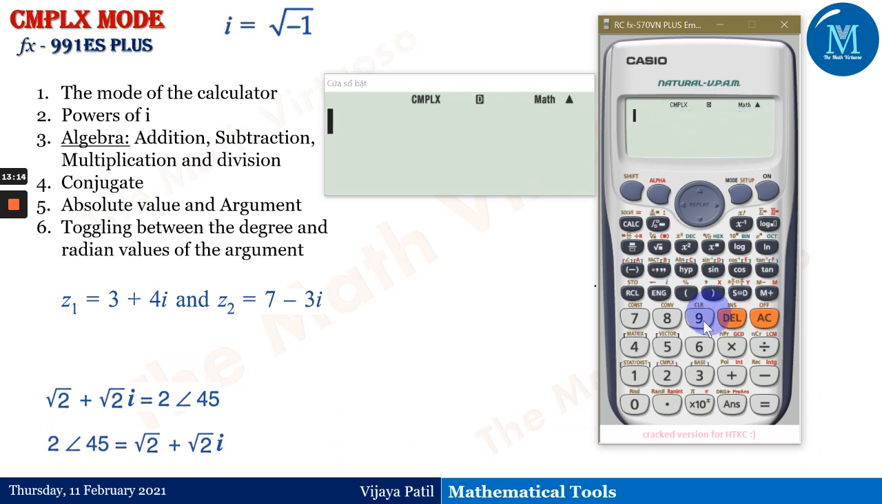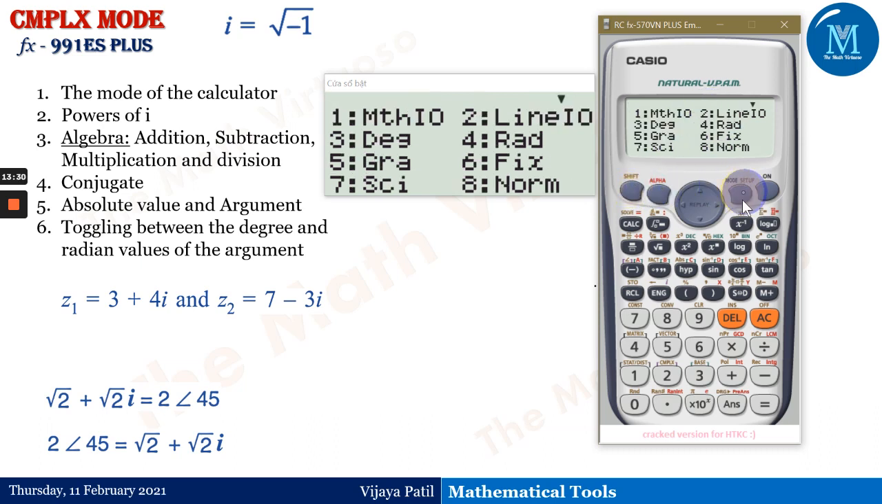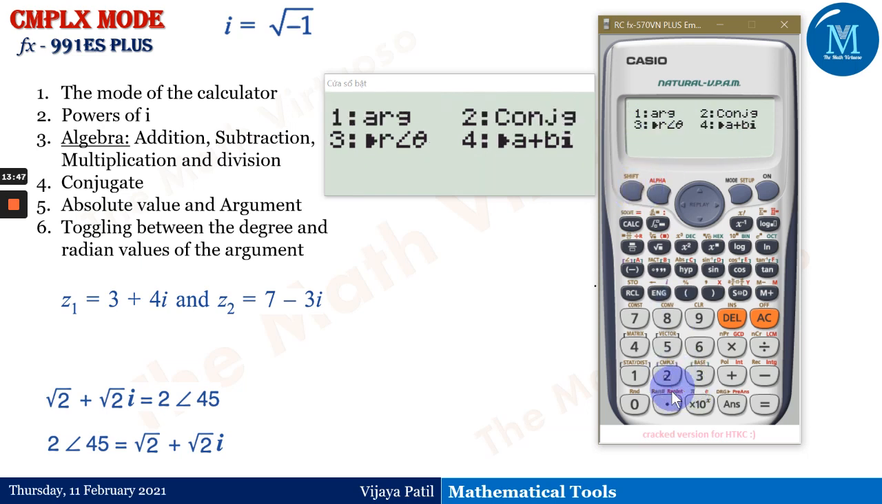Let me explain one more thing. If I want 3 plus 4 shift eng, round bracket, and I want the inverse of that, which is equals to, I'll be getting this. Now this is because we have got it in degree mode. Shift mode 4, equals to, I'm getting the same answer if you observe here. So I'm getting this particular answer, 1 by 5 as the absolute value, and this as the argument in degree mode. So this can be done in this way.